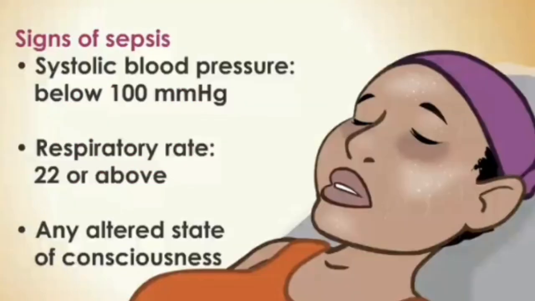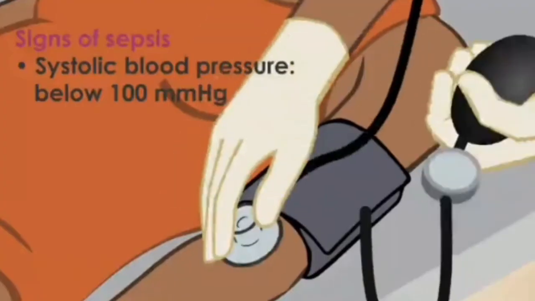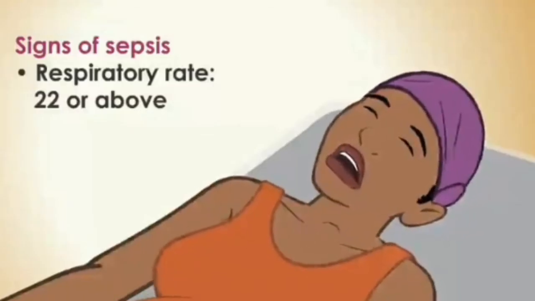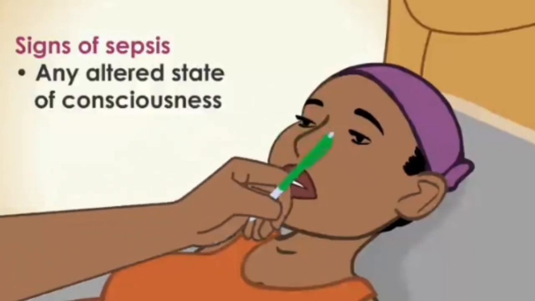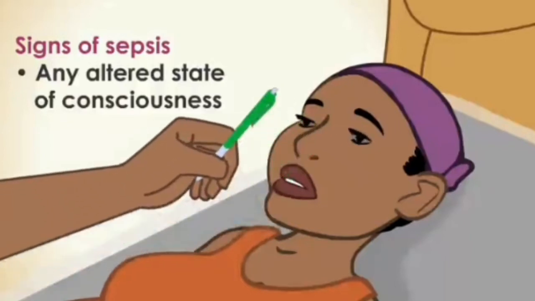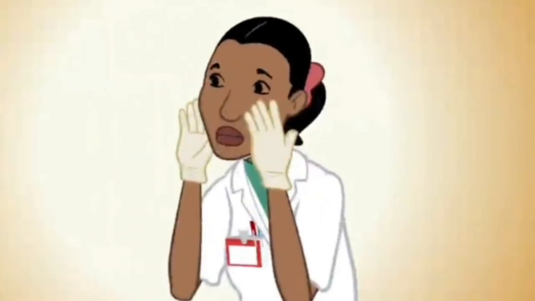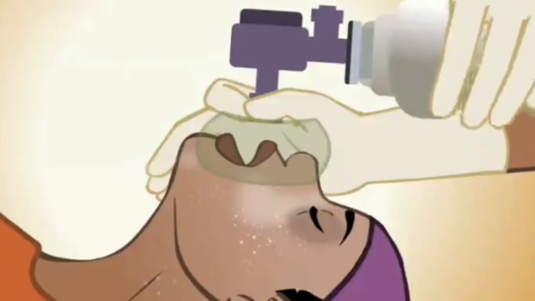Sepsis can be diagnosed if there is a reasonable suspicion of infection and 2 out of the following 3 signs: systolic blood pressure below 100 mm mercury, respiratory rate of 22 or above, any altered state of consciousness, for example, drowsiness. 1. Call for help. 2. Assess airways and ensure breathing.